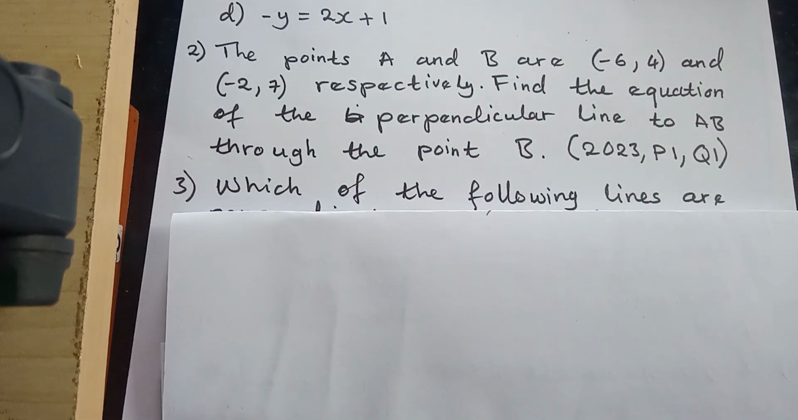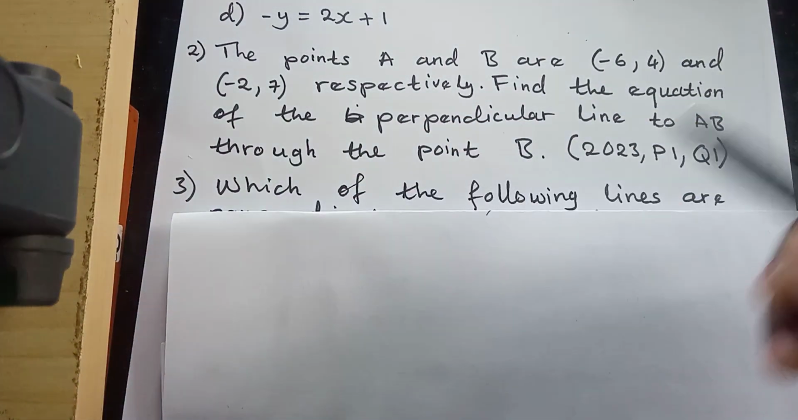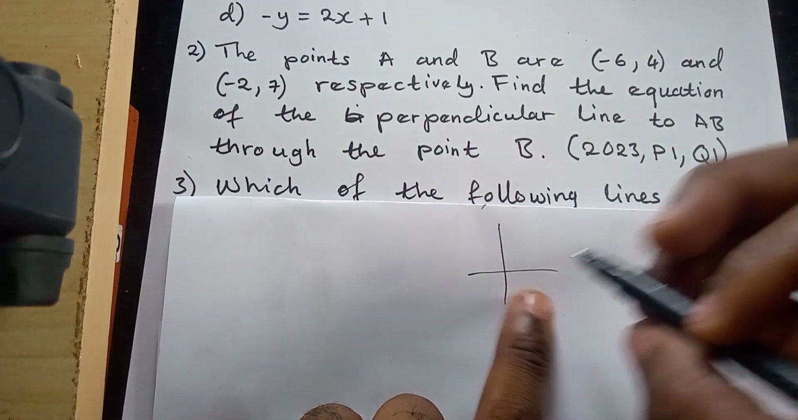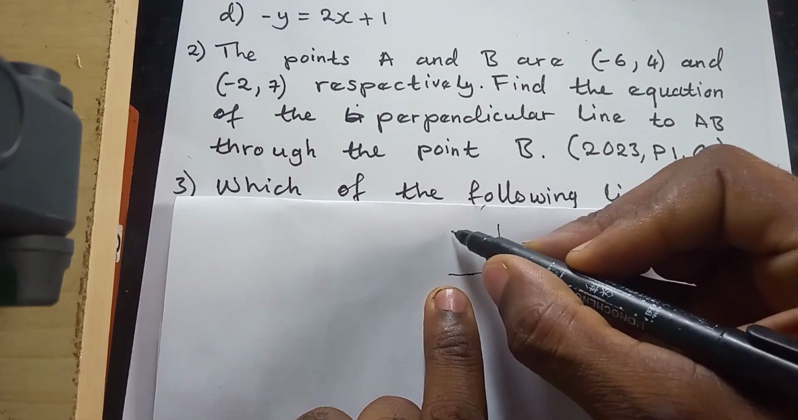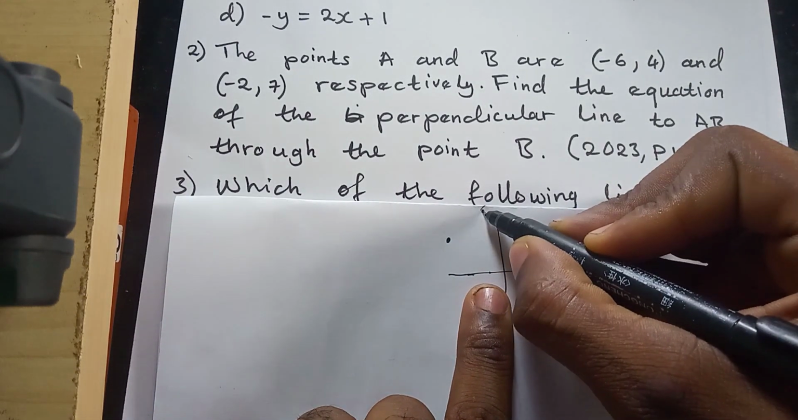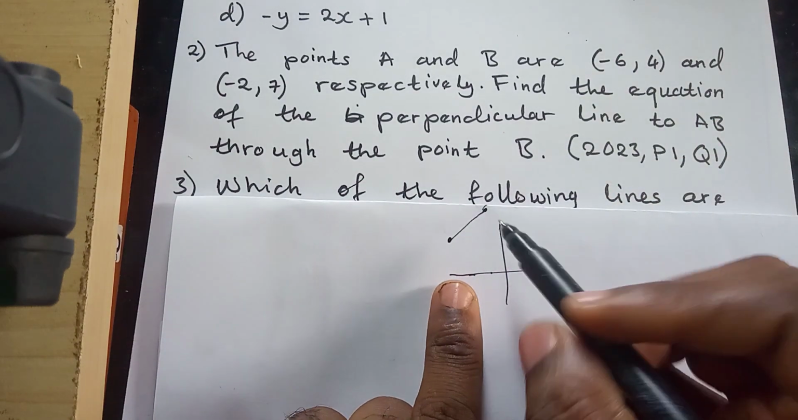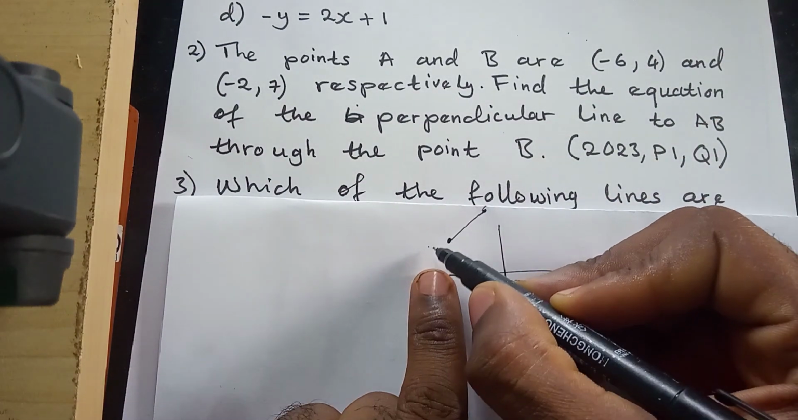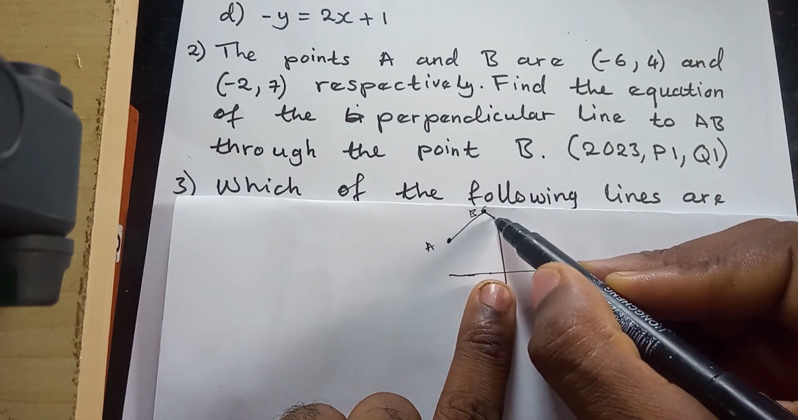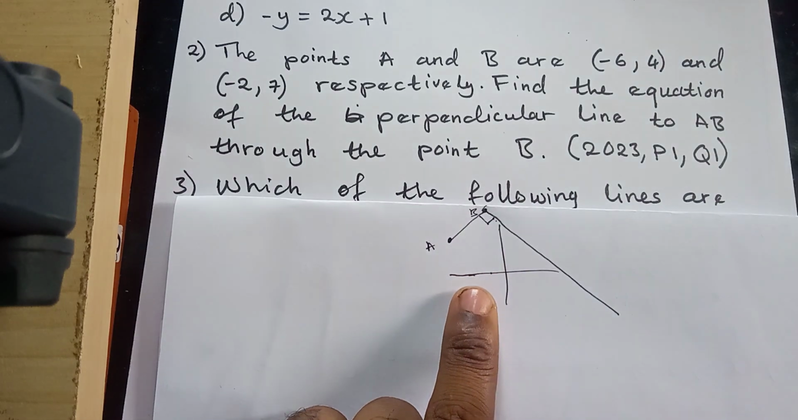So to find the equation of the perpendicular line to this, it's like you have these 2 points. If this is your x-y plane, then -6 will be somewhere here, 4 somewhere there, then -2,7 will be somewhere there. So this line is like this, and then this is our A, and then this is our B. So now we've been told to find the equation of the line that passes through this. We know that it is perpendicular to that.